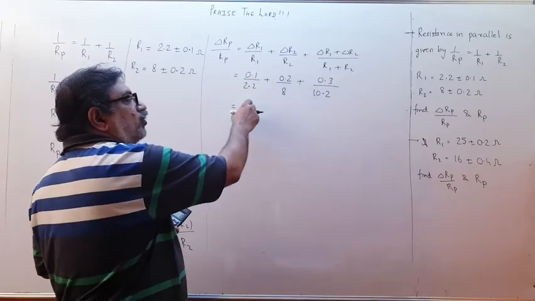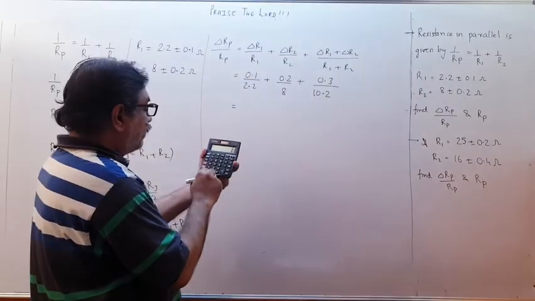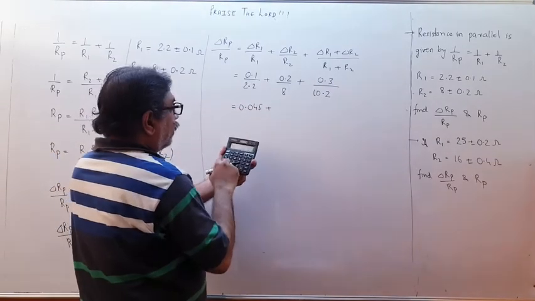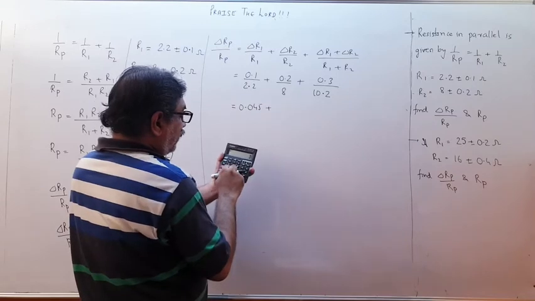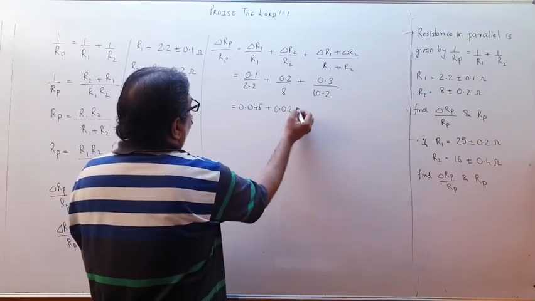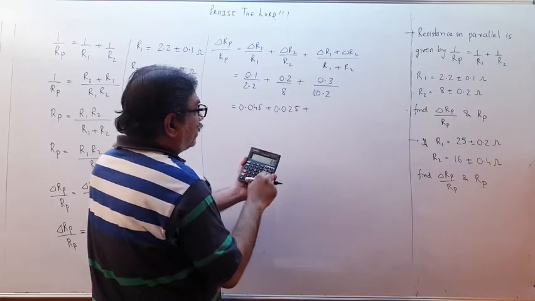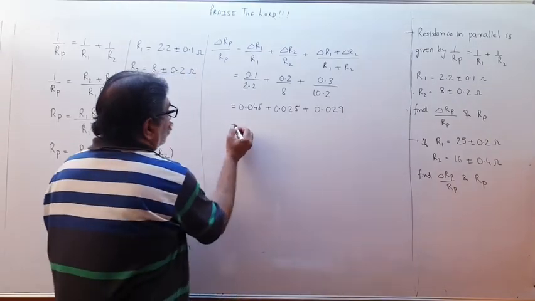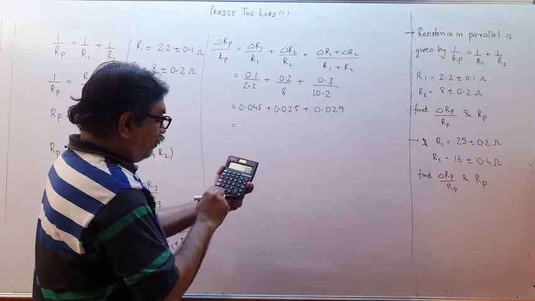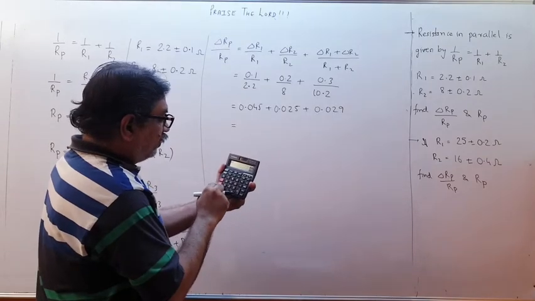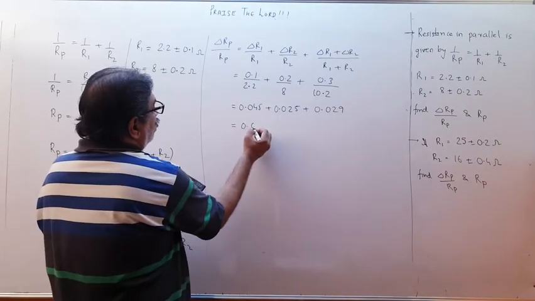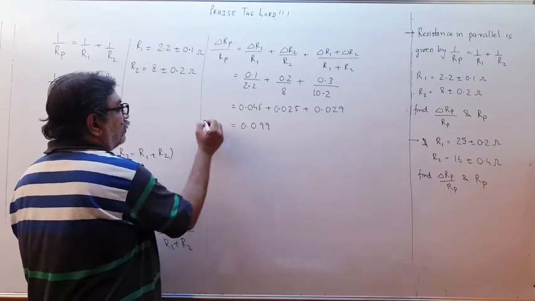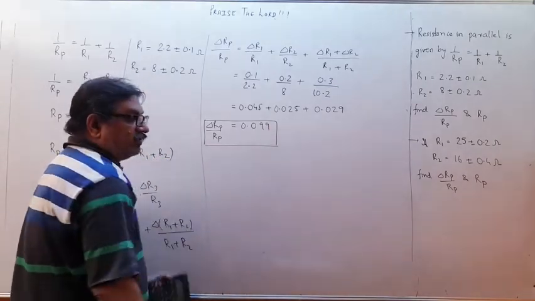We can do 10 upon 20 to all those things, but I'll save your time. 0.1 divided by 2.2 is coming out to be 0.045, plus 0.2 divided by 8, 0.025, plus 0.3 divided by 10.2, that is 0.029. So that comes out to be 0.045 plus 0.025 plus 0.029. That is coming out to be 0.099. That is delta Rp upon Rp. So this is the relative error in the resistance.